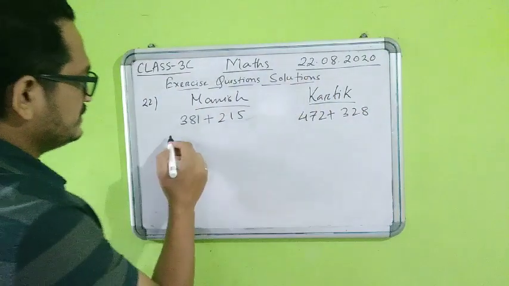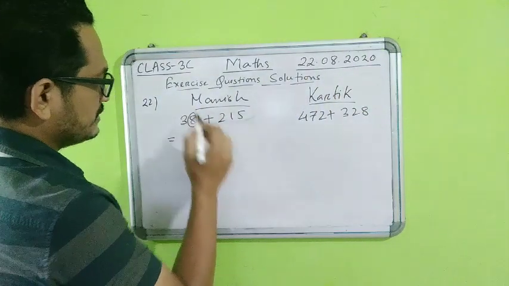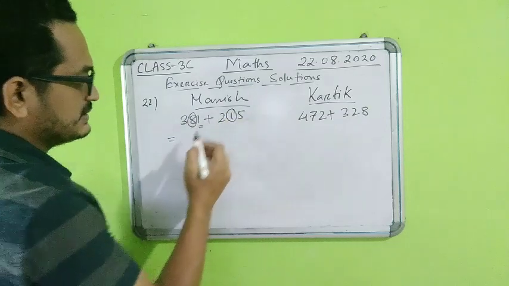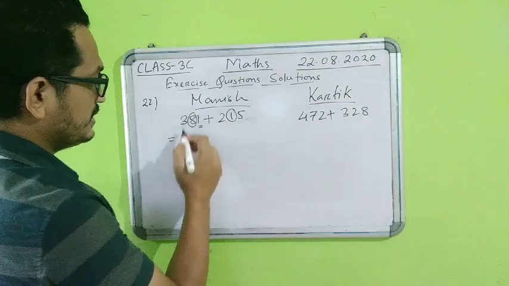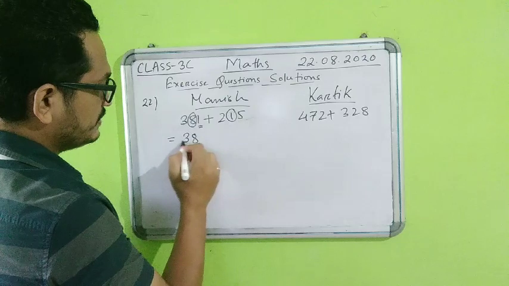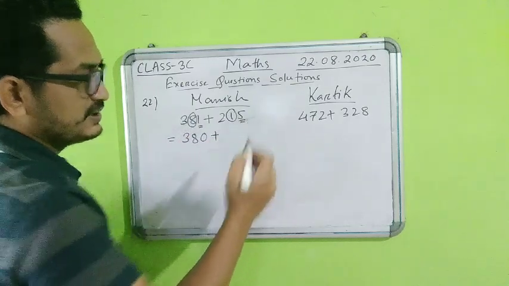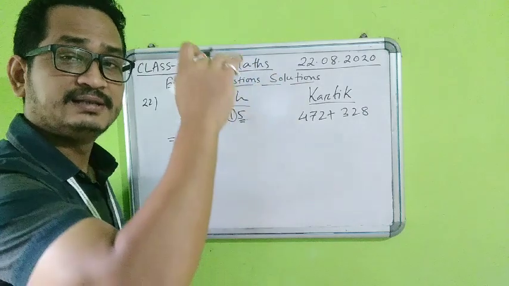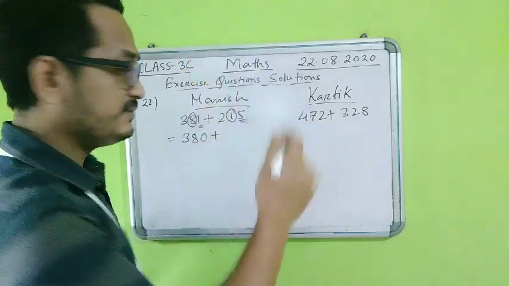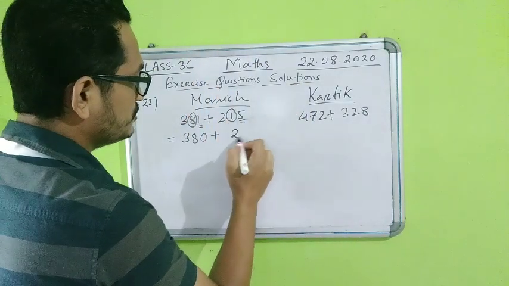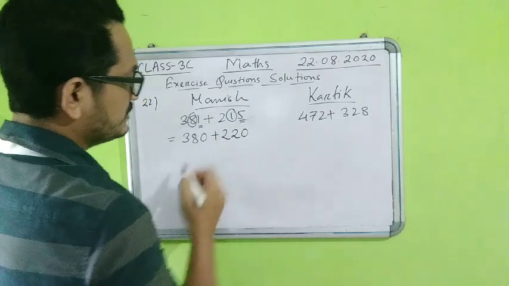So let us start. This is the tens place, this is the tens place. On the right hand side, 1 is there which is less than 5. So there will be no change. So it will be 3, 8 and this 1 will become 0. This ones place is having 5 which is greater than or equal to 5. We need to add 1. So 1 plus 1 it will be 2 and this will be 2 and this will be 0.